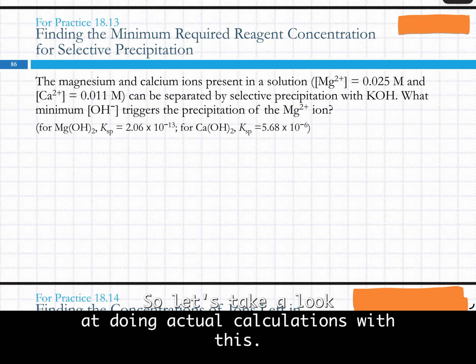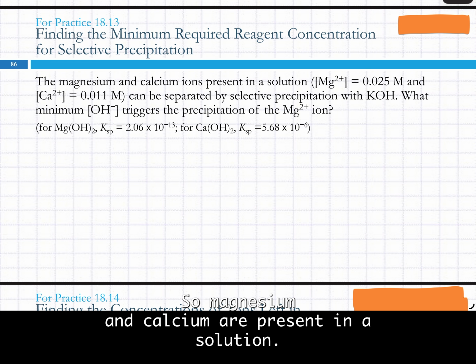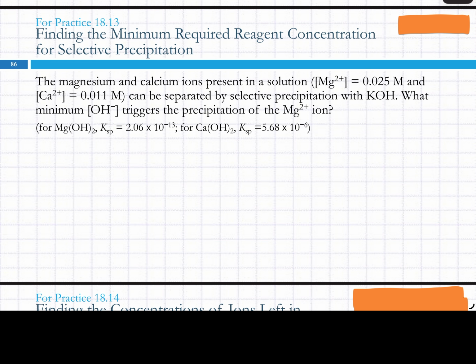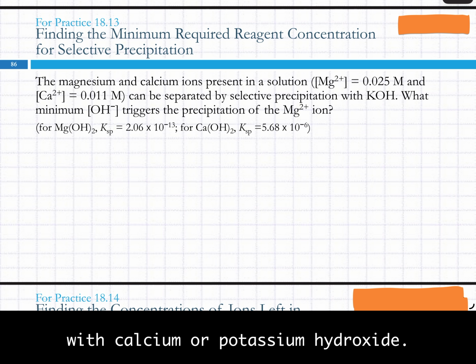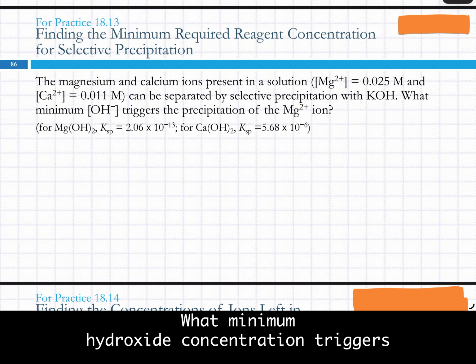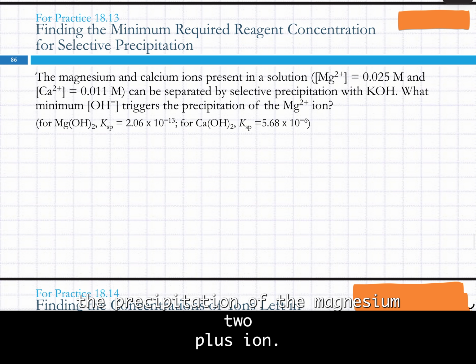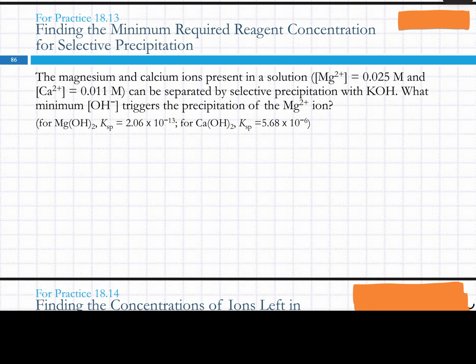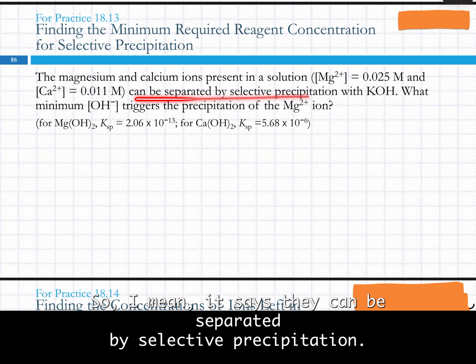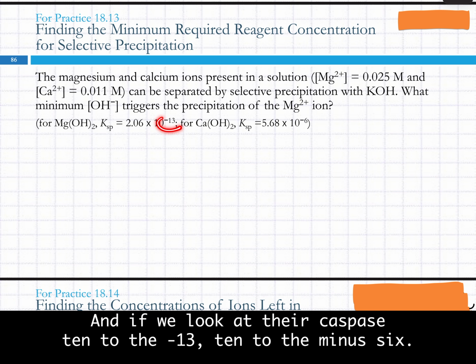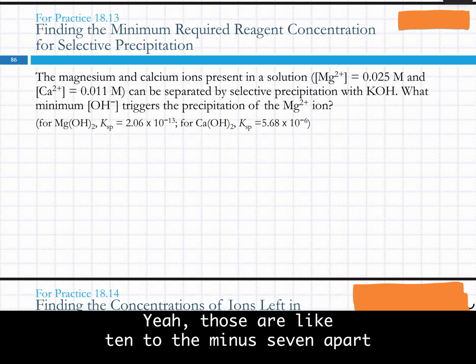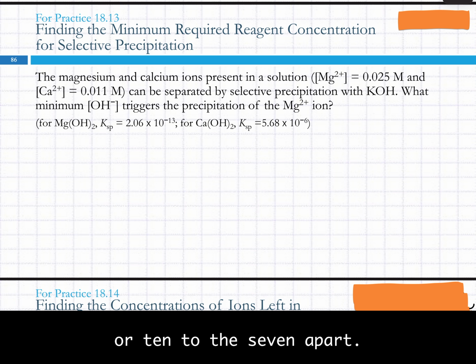So let's take a look at doing actual calculations with this. So magnesium and calcium are present in a solution. We're given molarities. And they can be separated by selective precipitation with potassium hydroxide. What minimum hydroxide concentration triggers the precipitation of the magnesium 2+ ion? It says they can be separated by selective precipitation, and if we look at their KSPs, 10 to the minus 13, 10 to the minus 6, yeah, those are 10 to the 7 apart.